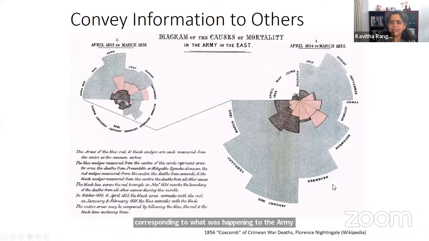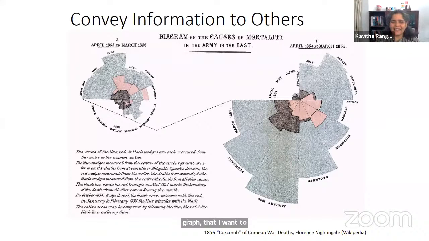The third graph that I want to show you is created by Florence Nightingale. And Florence Nightingale, you might have heard of her as the lady with the lamp. She was also a statistician in her own right. So she liked to talk about numbers. She used to plot her own graphs. And this particular graph, which is called a coxcomb graph, actually depicts deaths during the Crimean War.